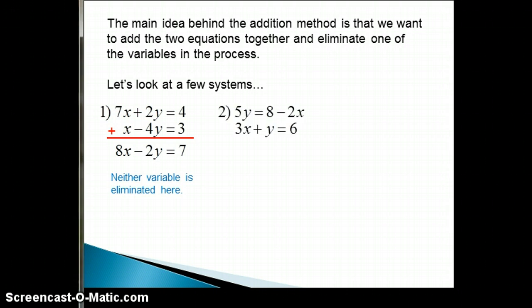Let's try to add these two equations together. Notice that the variables and the constants are not lined up, so we'd have to rewrite this system before we could even begin to add the equations. Thus, another step in the addition method is to rewrite the equations when necessary so that they are both in the same form.